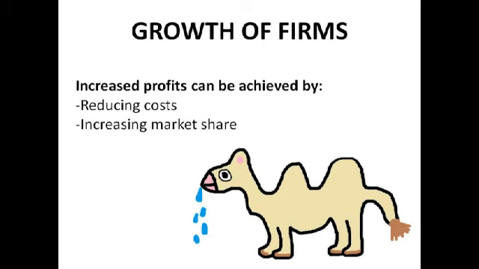Moving on to the growth of firms. Basically, a firm can increase its profits by reducing costs. Obviously, if you reduce your costs, you can reach your minimum efficient scale, you can exploit economies of scale. This is stuff that you're probably very familiar with. Also, a firm can increase profits by increasing market share, because obviously if it's selling more, then as long as it's making profit on everything it's selling, more profit is going to be coming back, and also it's going to be able to gain a dominant position in the market.